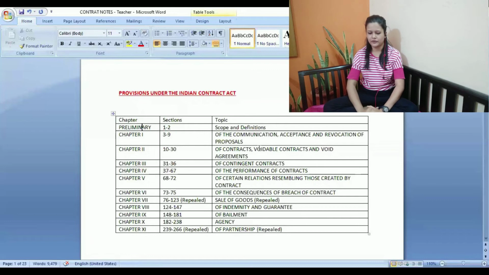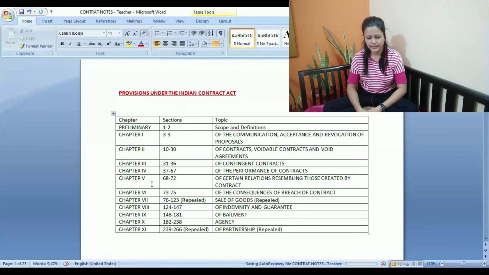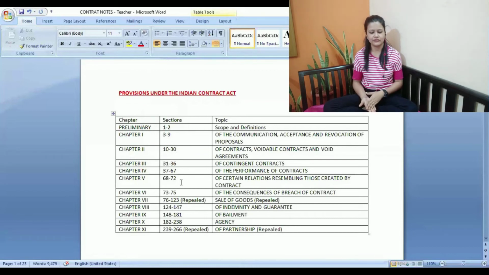Next is chapter 5. It is sections 68 to 72. It talks about certain relations resembling those created by contract. That means quasi-contractual relationships. Next is sections 73 to 75. It talks about consequences that parties may have to face because of breach of contract or breach of contractual obligations.